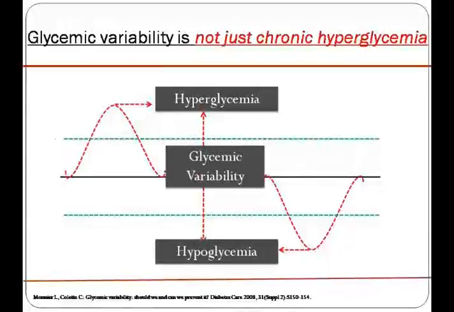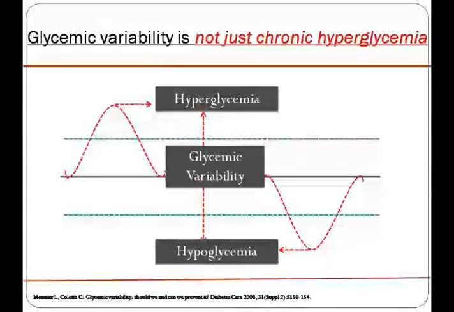So glycemic variability is not just chronic hyperglycemia. It's going to be the entire nadir and zenith, the top and low of sugar in a day. It's the hyperglycemia and the hypoglycemia. So to define glycemic variability, it is the swing and the movement of sugars throughout the day, which is called glycemic variability. And it has various means of measuring.